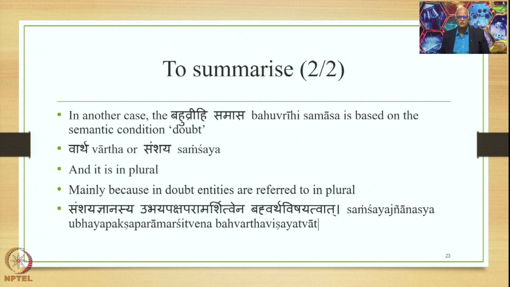The commentators say, samshaya jnanasya ubhayapakshaparamarshitvena bahvartha vishayatvat.